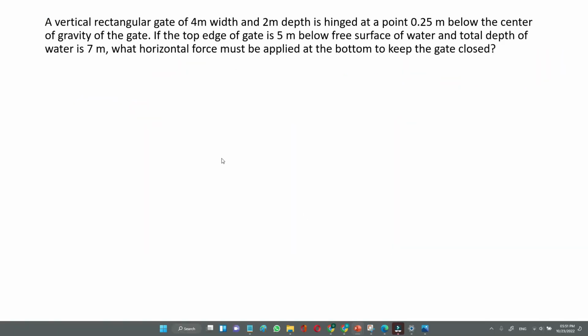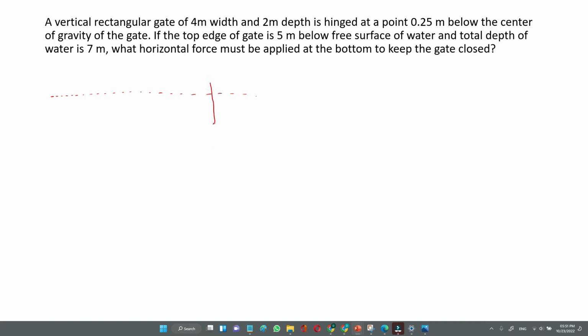So in this problem, we will do a problem on center of pressure and hydrostatic force. Here the problem is given as: a vertical rectangular gate of 4-meter width and 2-meter depth is hinged at a point 0.25 meter below the center of gravity of the gate, if the top edge of the gate is 5 meter below the free surface of the liquid.